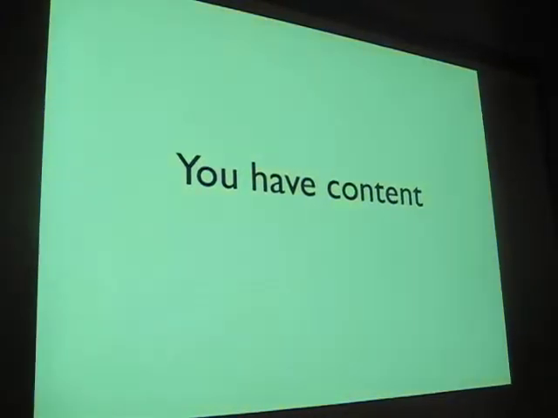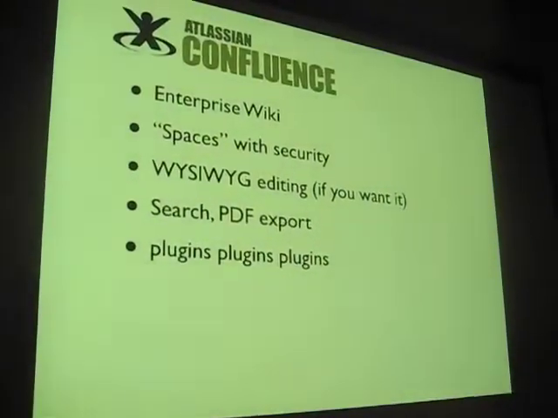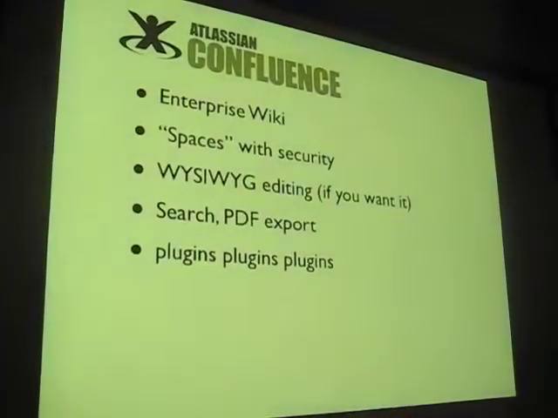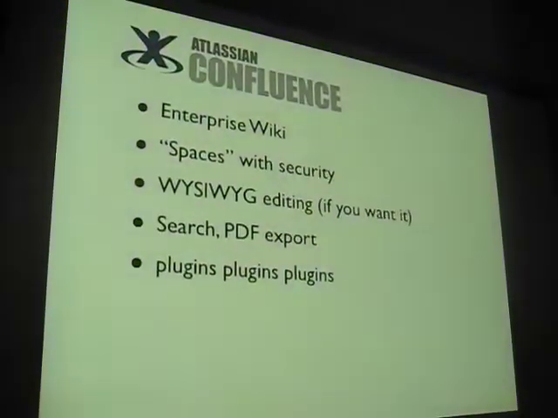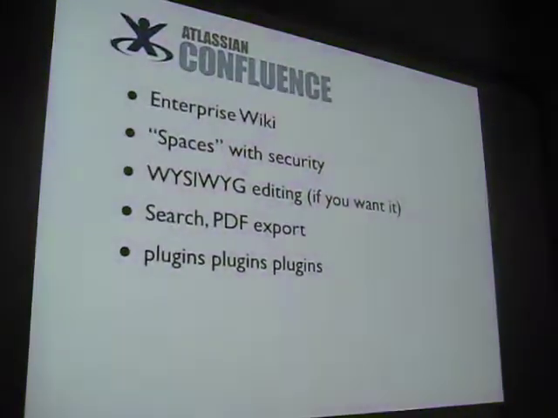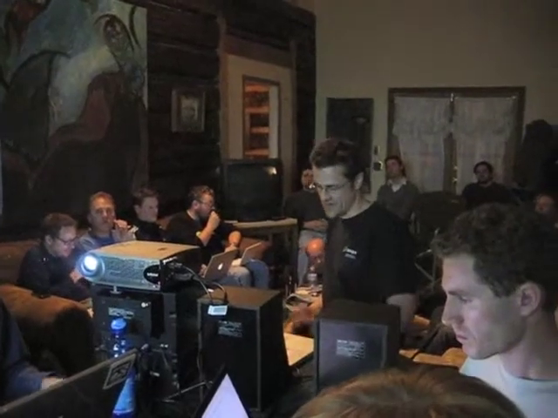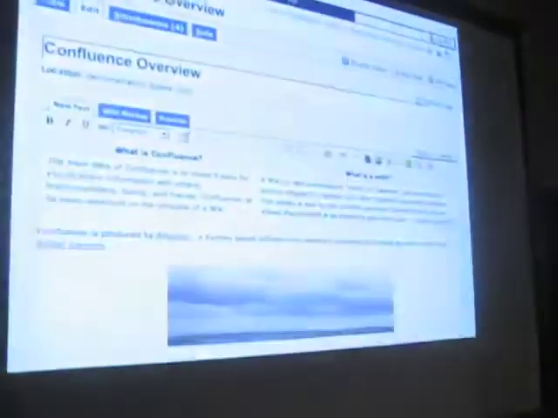You also have content, and for content you might need a wiki. Confluence is Atlassian's wiki. It's an enterprise wiki. It's kind of a wiki plus plus in that it provides this concept of spaces which can be cordoned off using a security model. It provides WYSIWYG editing, and it provides a bucket load of plugins.